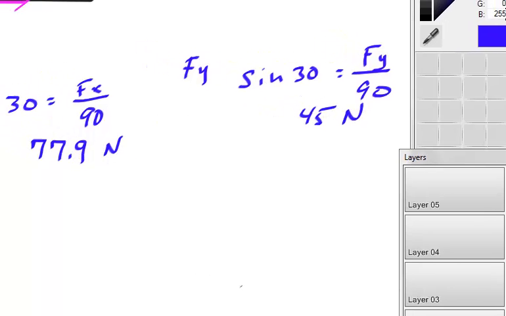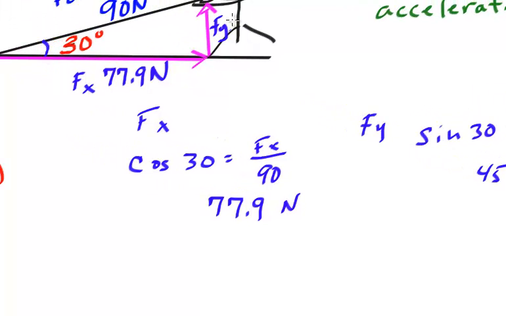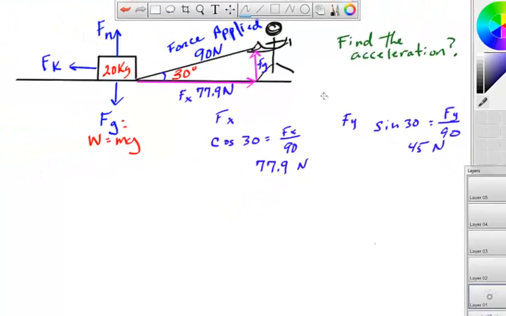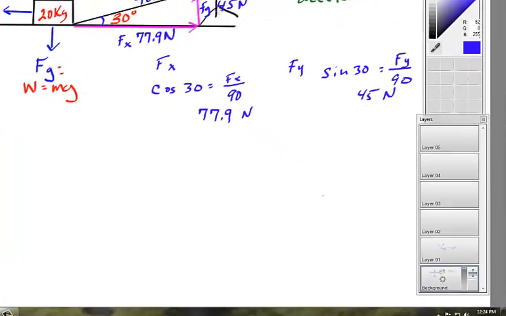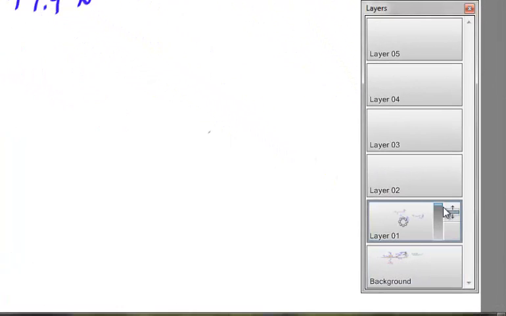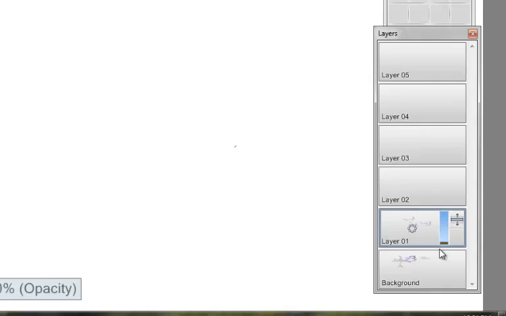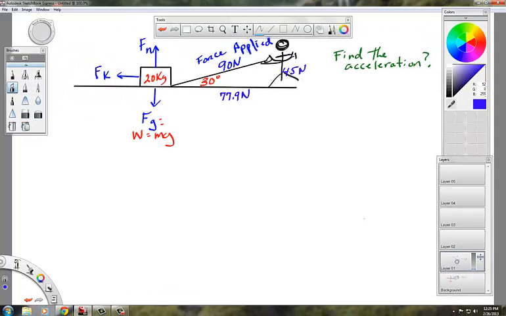You can also remember the little trick that the side opposite of 30 is half the hypotenuse, which is an interesting little pre-calc twist. So this is 45 newtons. I'm drawing over my stick figure, but that'll be okay. So now we have that, and if I fade this layer out, you should still be able to see the answers there. You can now see that this up arrow is 45 and this is 77, and that's going to come into play.